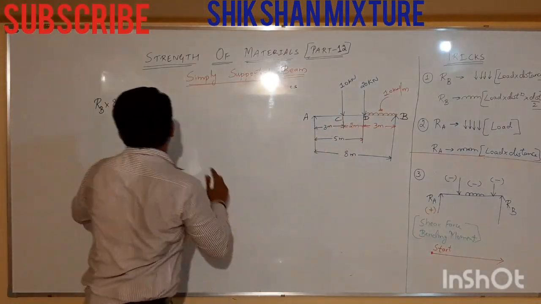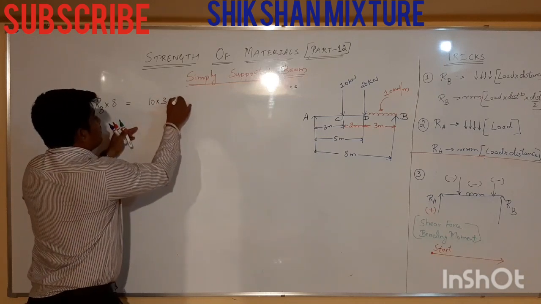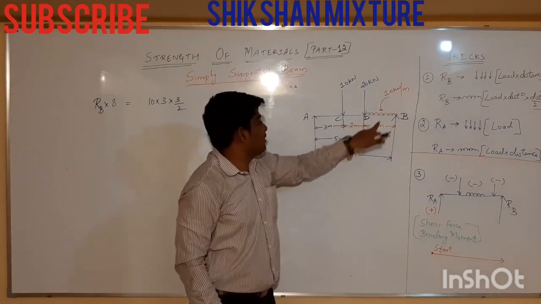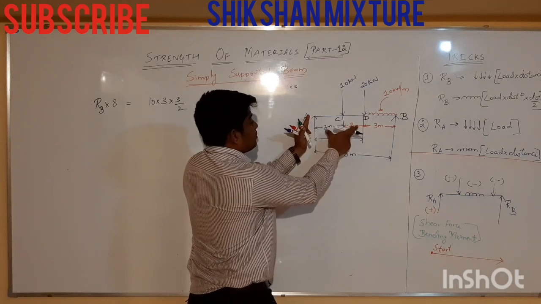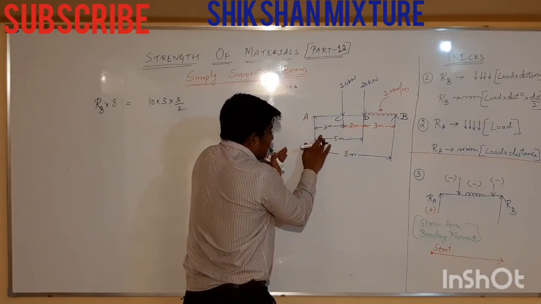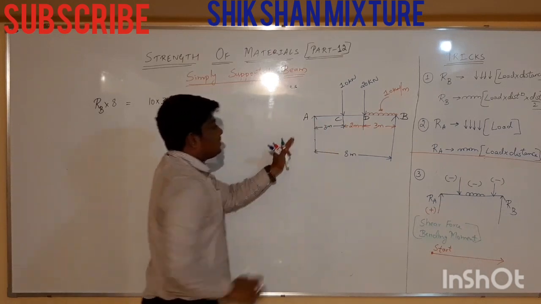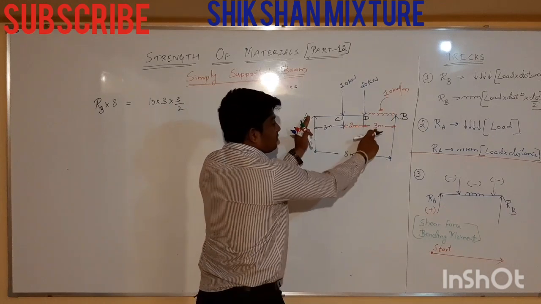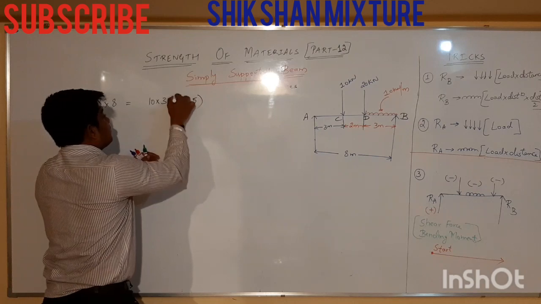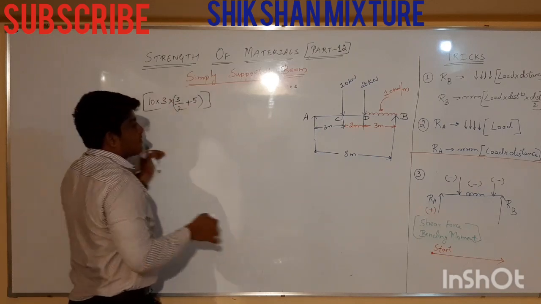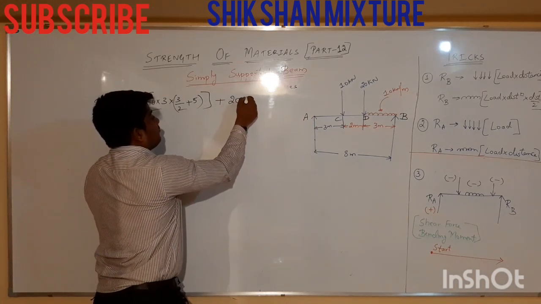Now we have UDL. How much is it? 10 into 3, 3 divided by 2. We are taking the load towards A. So there is remaining 5. We can rub this 5 so that there will be no confusion. This will be the complete diagram. Okay? Next, 10 into 3, 3 divided by 2 plus 5. Next, 20 into 5.